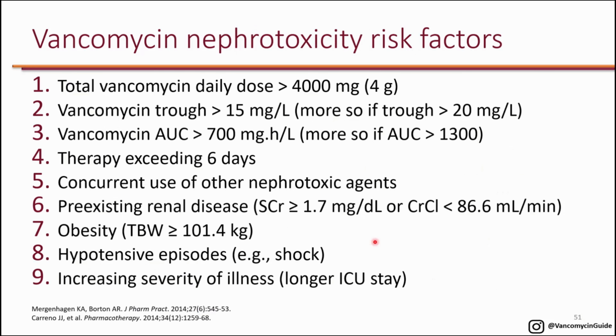And there are many risk factors for nephrotoxicity. There are a lot of studies done, and they found that if the total vancomycin daily dose is more than 4 grams, or 4,000 milligrams, the patients are more likely to have nephrotoxicity. If vancomycin trough is greater than 15, which I just showed you, or if the vancomycin AUC is greater than 700, that's also nephrotoxic, and that's why the new guidelines are targeting an AUC of 400 to 600, because they don't want you to reach 700.